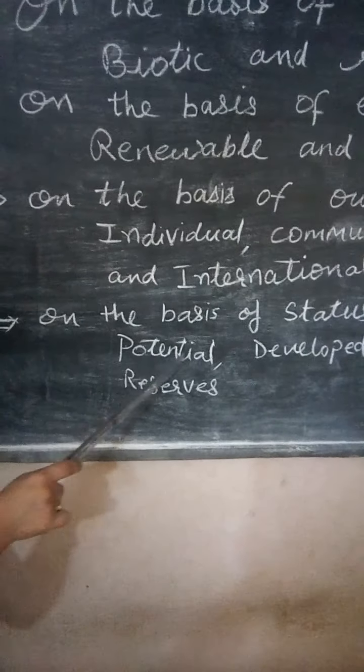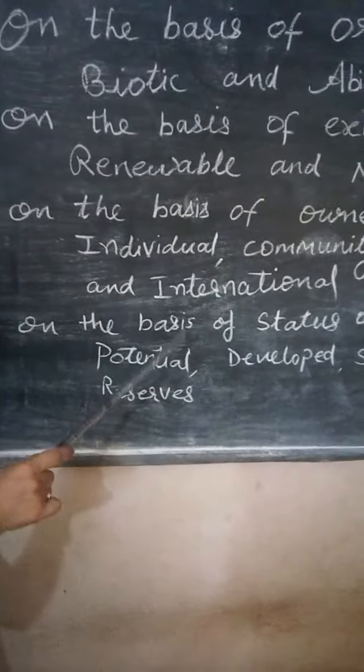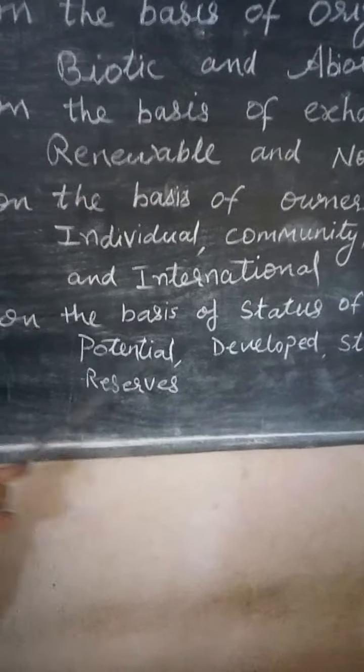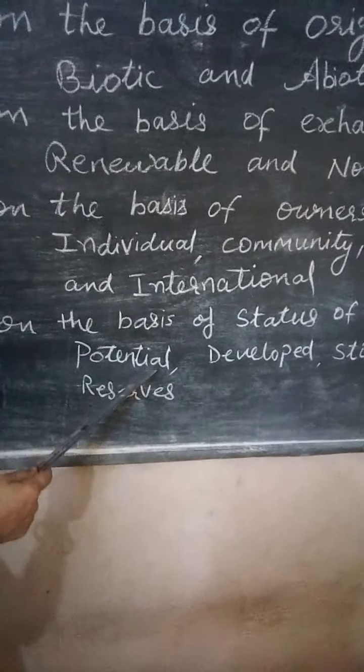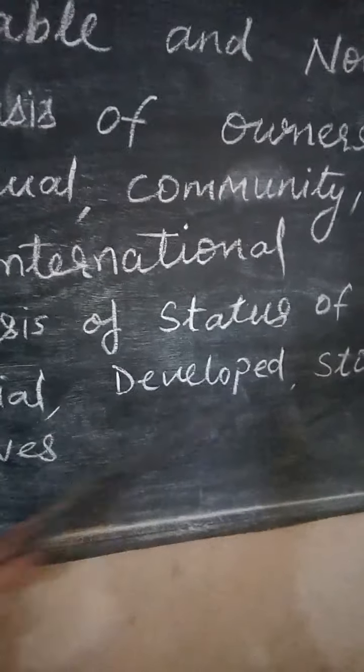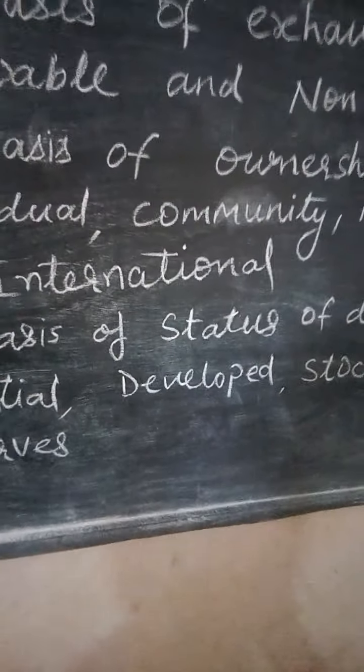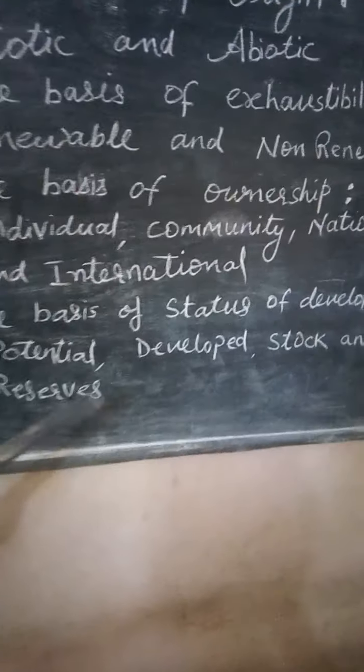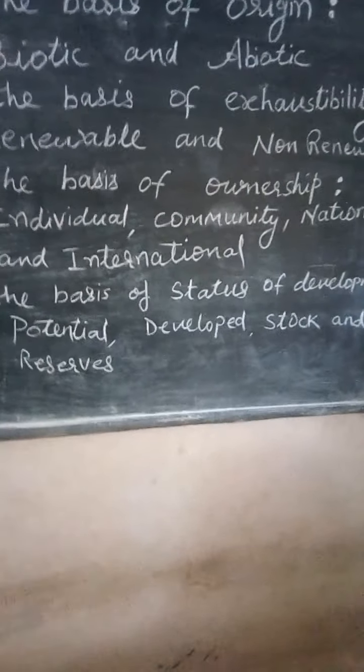It means potential. So in future we will utilize these resources. These resources are known as the potential resources. Now next, that is the developed resources. Developed resources, it means we can say just the opposite of the potential resources.